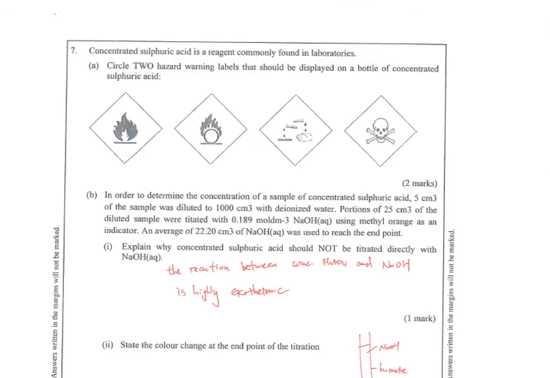Remember that. Okay, now we go to number 7. So concentrated sulfuric acid is a reagent commonly found in the laboratory, right? Circle two hazard labels. So I tell you that the concentrated sulfuric acid, it is corrosive. And another property is oxidizing power, just like the nitric acid, okay, dilute nitric acid and concentrated nitric acid and concentrated sulfuric acid. These three types of strong acid also contain the oxidizing power. So oxidizing power, we remember that.